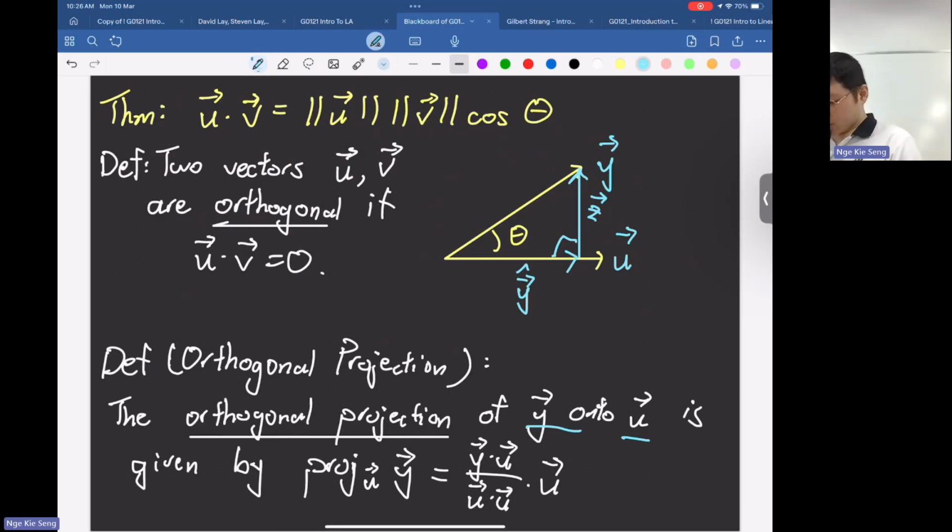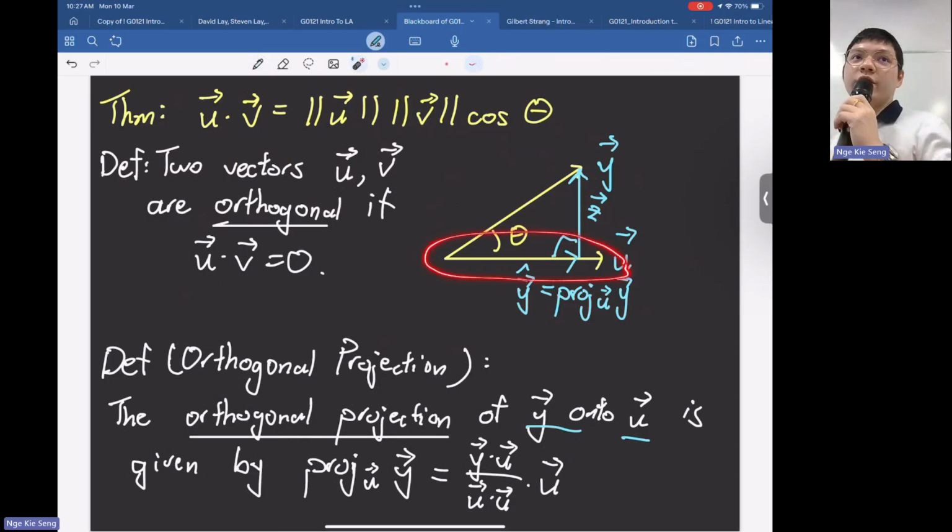So this y hat here actually is this projection. Last time I derived it for you. You can see that this horizontal part here is not the whole u, it's almost always not equal to u. It's just a scalar multiple of this u.